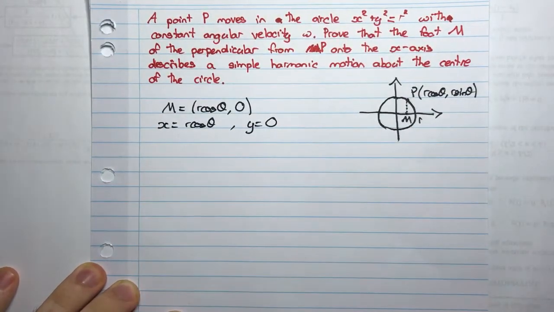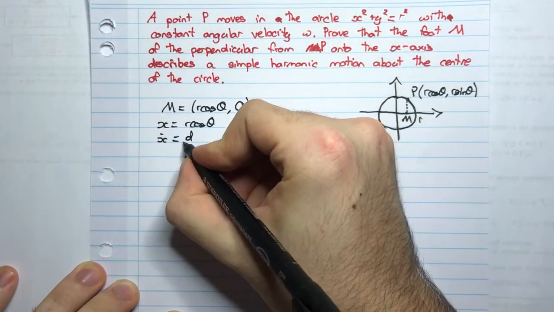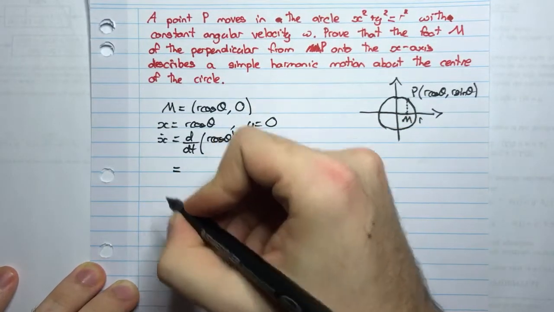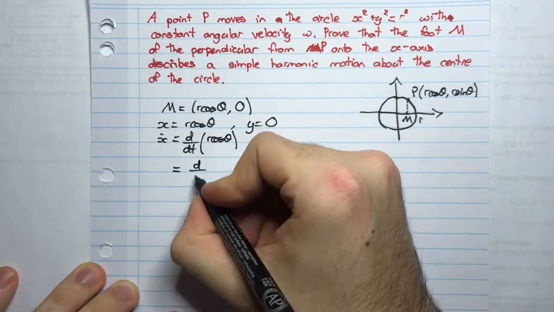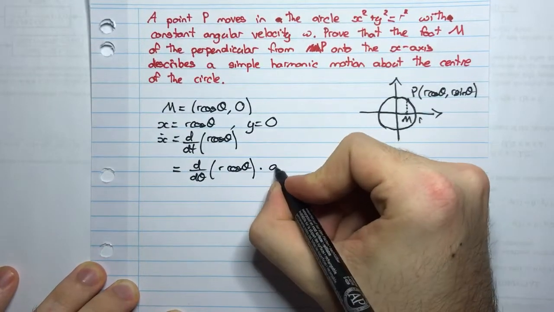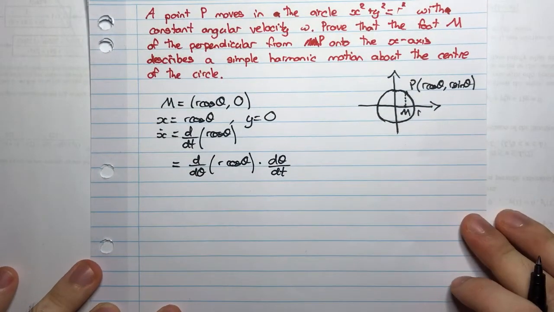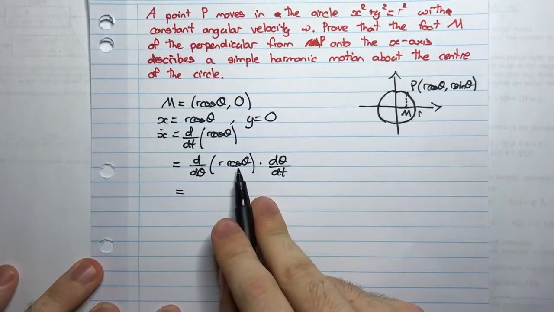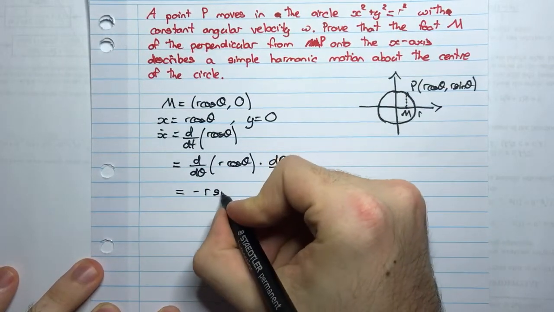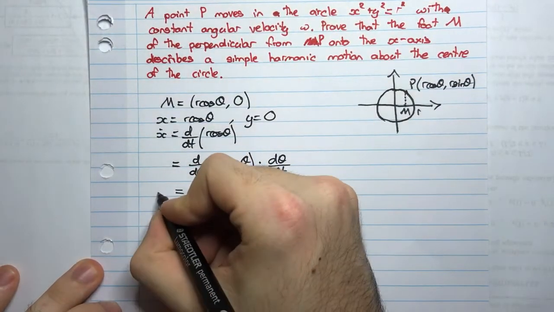Okay, so let me differentiate x one time, and then I'll have to differentiate it again. But x dot is differentiating with respect to time, so d dt of r cos theta, what's that equal to? Well, by the chain rule, that's d d theta of r cos theta multiplied by d theta on dt. That's just the chain rule, or implicit differentiation. Now, differentiating this with respect to theta, r is a constant, so I just have my r. Differentiating cos theta will be minus sine theta. And d theta dt is omega. Okay, so that's what x dot is equal to.